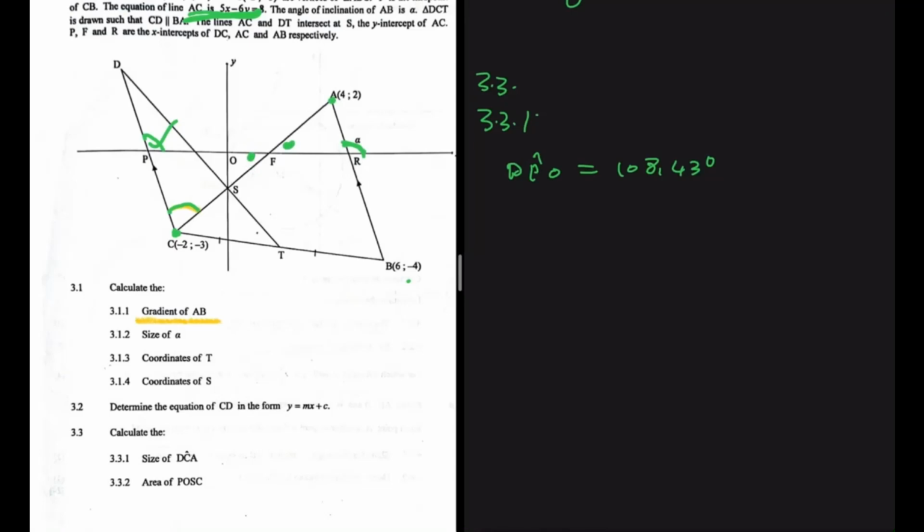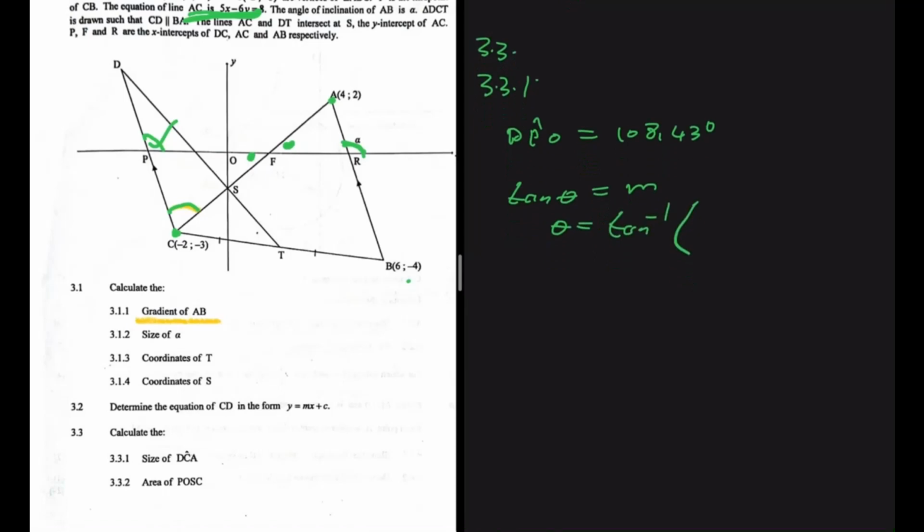How are we going to calculate it? We say that tan of theta is equal to the gradient. So theta is equal to tan inverse of the gradient, which is y2 minus y1 divided by x2 minus x1. Just for the sake of time, we'll do it without writing the formula down. Let's take A as our second point. So y2 should be 2 here, and y1 should be minus 3, so that will be plus 3 because we say y2 minus y1.